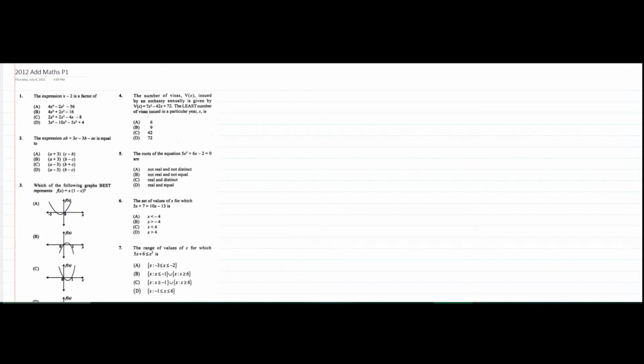Alright, so let me start with this here. The expression x minus 2 is a factor of one of these. By the factor theorem, f of x over x minus 2 leaves a remainder equal to f of 2, so we see which one has f of 2 equal to 0. So just substitute 2 into each one of these. Let me check it out.